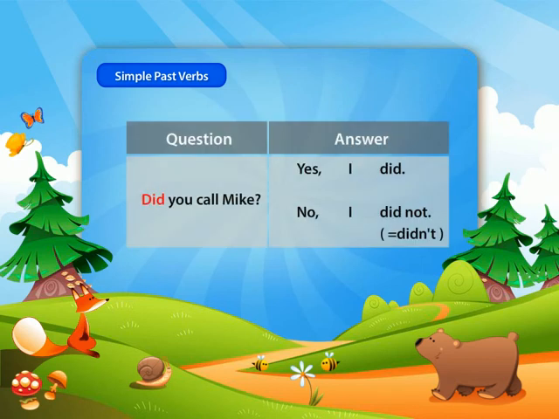Lastly, add did plus subject before the base verb to form a past tense question. For example, did you call Mike? Or did he call Mike? To answer the question, you say yes or no, and then use did or didn't to match. So you would say, yes, I did, or no, I didn't.